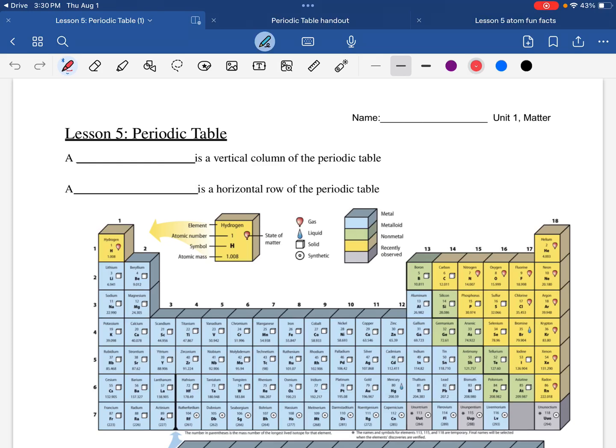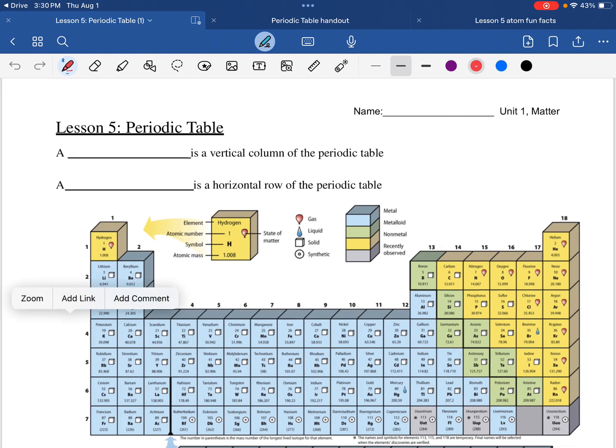Lesson 5, the periodic table. So we're going to look at how the periodic table is arranged and some fun things it tells us. When we talk about a vertical column in a periodic table, we call that a group.